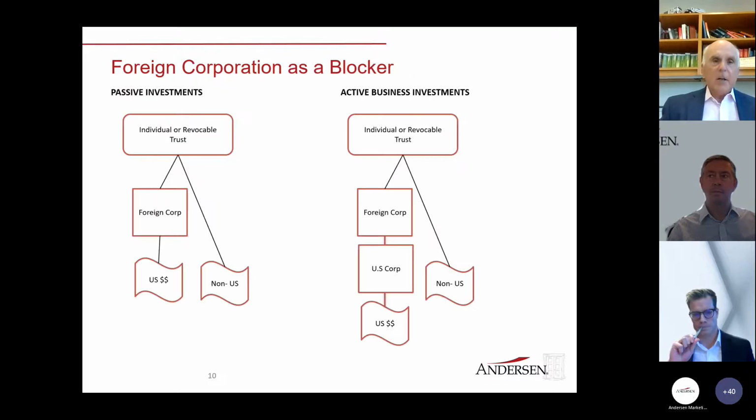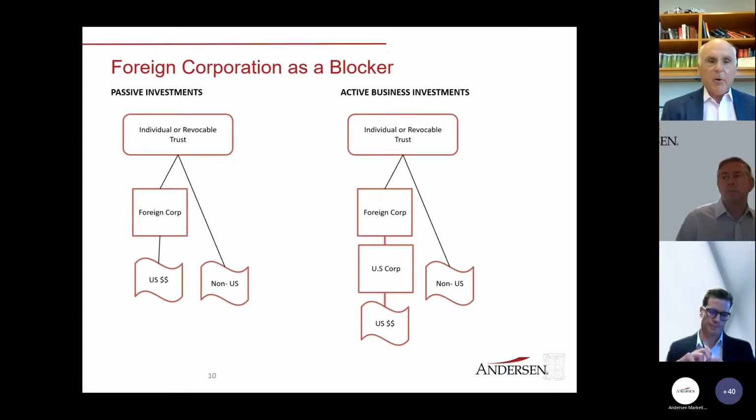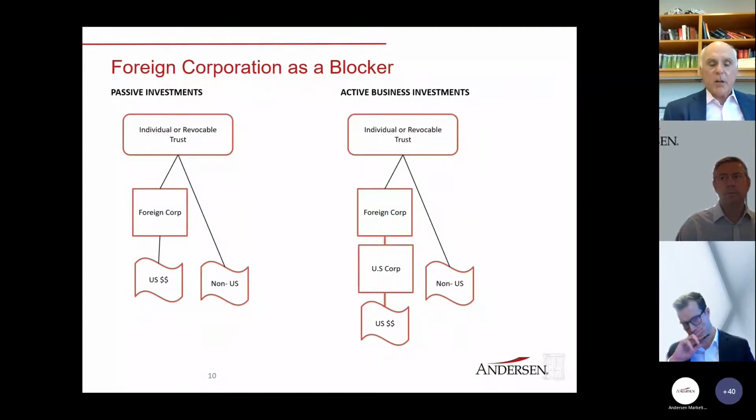On the next slide, we'll look at just a simple example of a foreign corporation as a blocker. On the left side, we show a typical structure where we just have passive investments. The U.S. assets are IBM stock and Microsoft and other types of U.S. private equity and things of that nature. And by housing those in a foreign corporation, we avoid U.S. estate and gift tax issues upon the death of the owner. And of course, he can own his non-U.S. assets any way that he wants because they would not be taxable regardless.